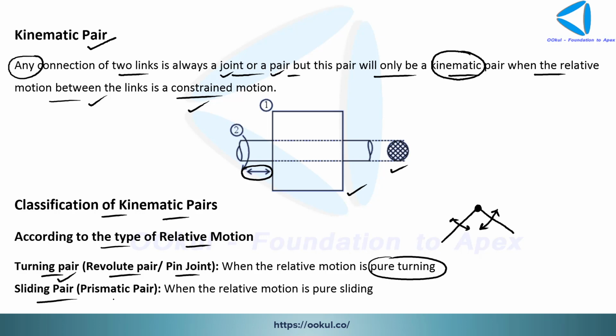Second is your sliding pair, also known as a prismatic pair, when the relative motion is pure sliding. Suppose you have a surface of this sort and this is a body that is kept over it, this can only slide over it. So this is known as your sliding pair.